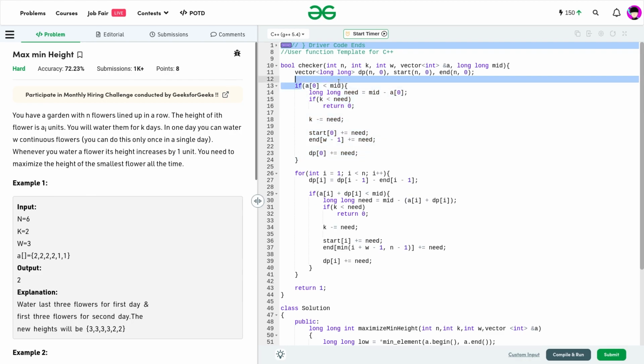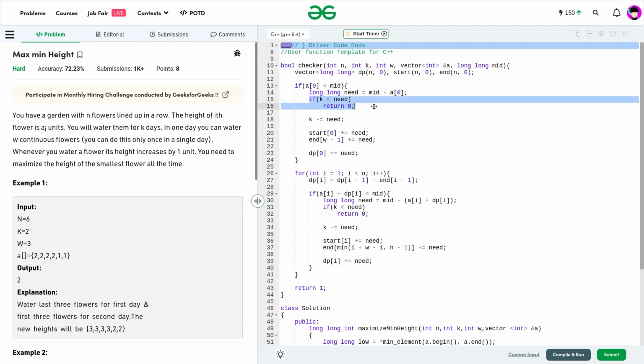Now if a of 0th element is less than mid, that means I have to increase its height. So I'll find out the height I need to increase. So this is the need, that is equal to mid minus a of 0. If k is less than need itself, that means I cannot increase its height according to our needs. That is why I just directly return 0.